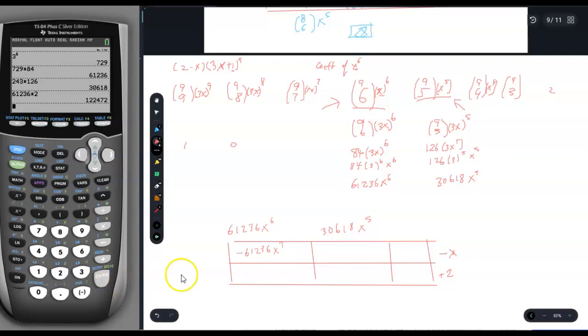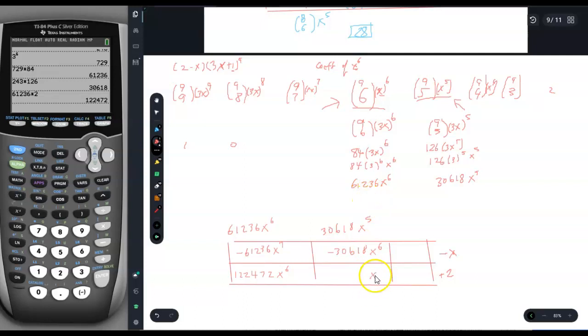122,472 x to the 6th. And then what about this times this? It would be negative 3618 x to the 6th, right? Yes. And then if I multiply this times this, we're looking for x to the 6th.